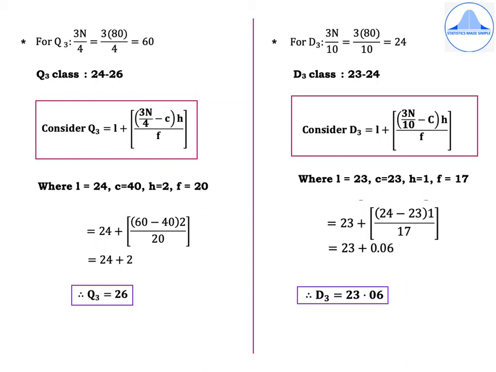Then write the D3 formula, which is equal to L plus 3n by 10 minus C into H by F, where L is equal to 23, C is also 23, H is equal to 1 and F is 17. Substituting, we get equal to 23 plus 24 minus 23 into 1 divided by 17, which is equal to 23 plus 0.06. Therefore, D3 is equal to 23.06.